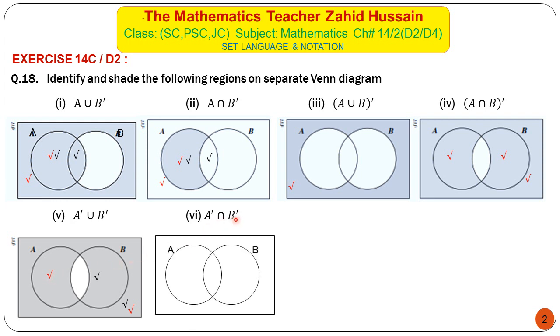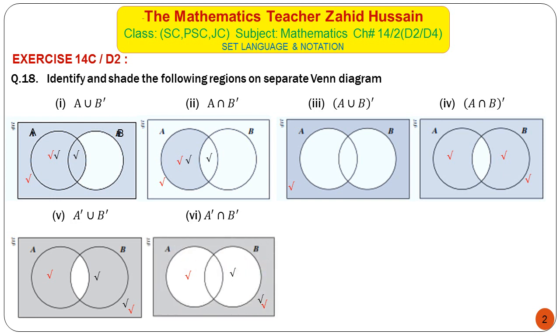A complement intersection B complement. The regions for set A complement are the region outside circle A, and the regions for B complement are the region outside circle B, this one and this one. Now because we are asked to shade the intersection of these two regions, the intersection of these two regions is this, where there are two ticks. So we will shade this rectangle which is outside two circles.